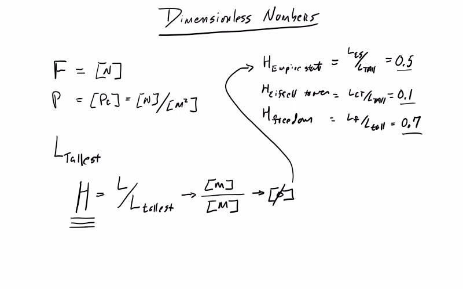So a dimensionless number, and this is a very simple example, but in general, this is what it is. A dimensionless number is a number where you've combined dimensional values, heights, lengths, forces, times, densities, material properties, whatever. You've combined those numbers, and the resultant numbers that you get have no dimension, but are still telling you an important thing. In this case, H tells us how tall the buildings are relative to the tallest building.